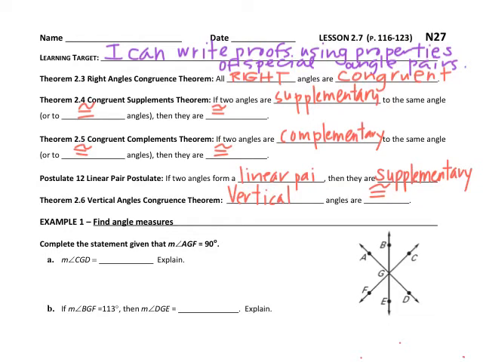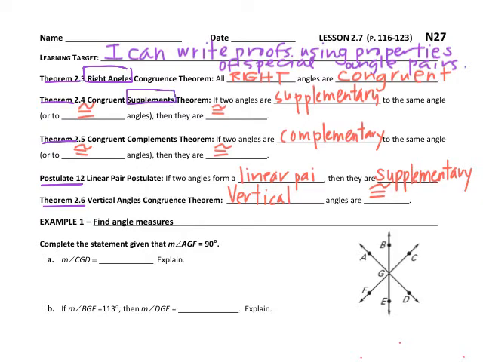This video is going to go through lesson 2.7, where we're going to be writing proofs using properties of special angle pairs. These special angle pairs we're already pretty familiar with, so if you look at the different theorems, you don't need to remember the theorem number or the postulate number or anything like that, but you do need to know what they say. So if you know what a right angle is, you won't have too much problem with that.